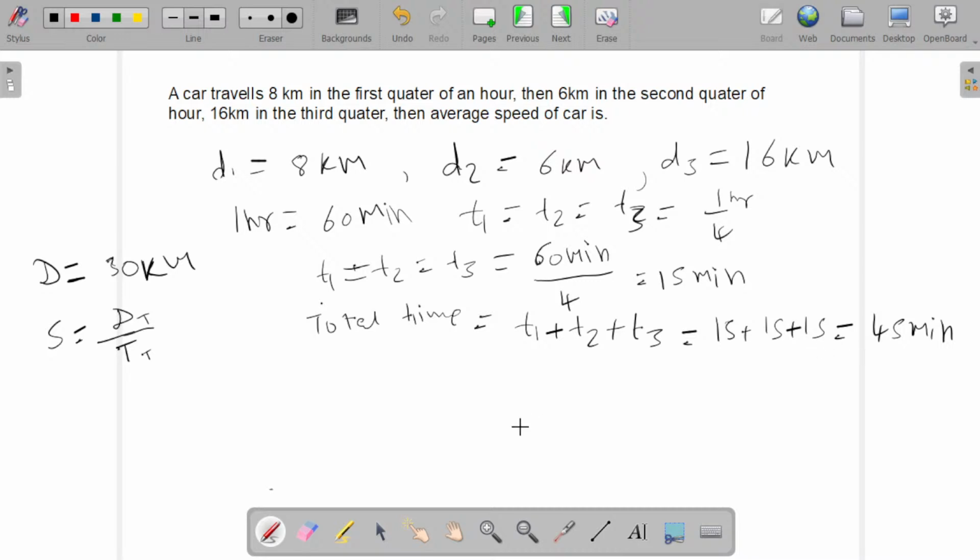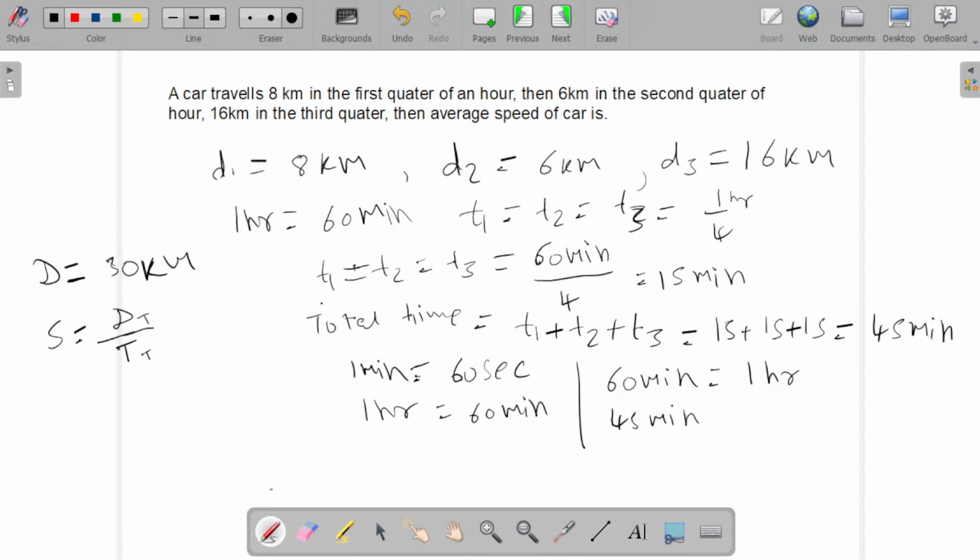So there is a simple way. When we go from minutes to seconds, 1 minute equals 60 seconds, and 1 hour equals 60 minutes. So vice versa, we write here, 60 minutes equal 1 hour. This way, if 60 minutes equal 1 hour, then 45 minutes equal X hours.